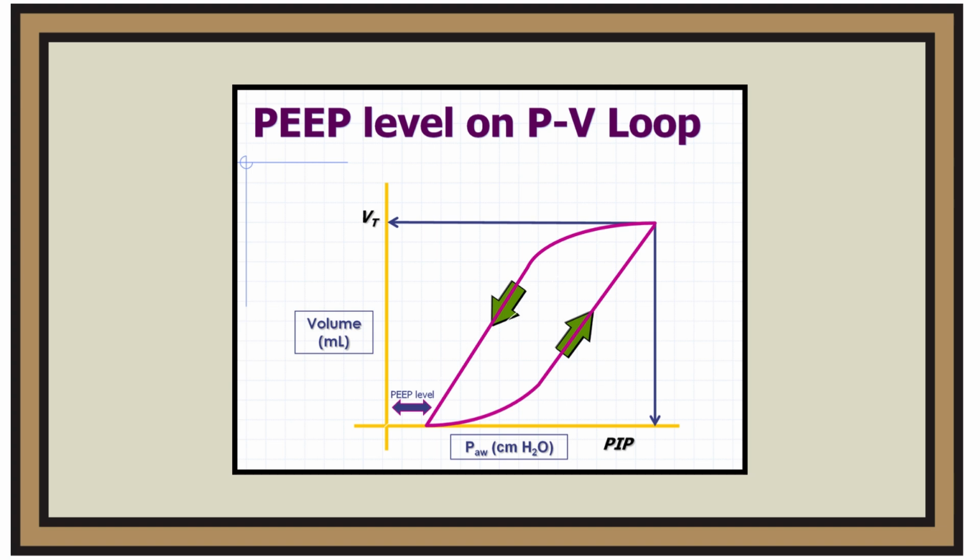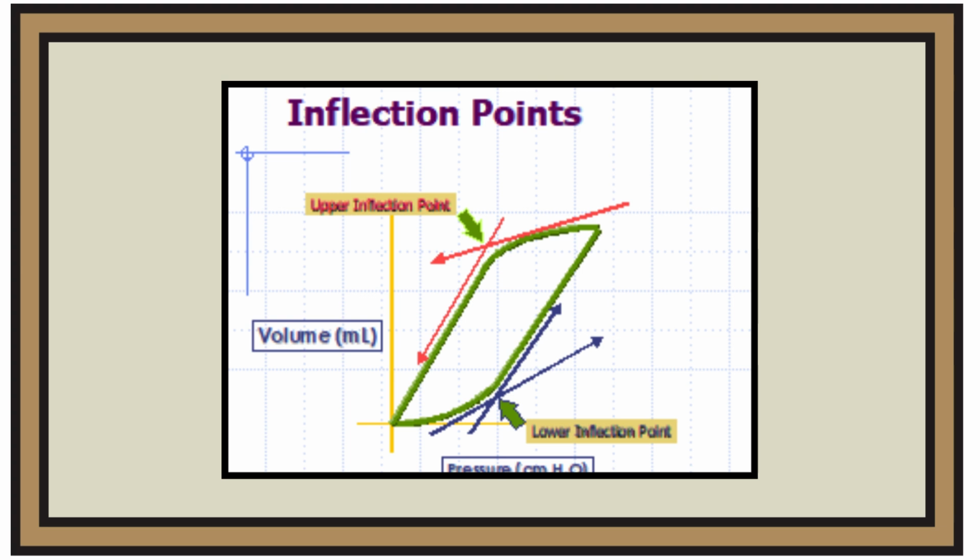When PEEP is applied, the pressure volume curve shifts to the PEEP level on the horizontal scale. Inflection point is the point of change in the slope of a line. The inflection points represent sudden changes in alveolar opening and closing. The lower inflection point represents the opening pressure, where the upper inflection point represents recoiling characteristics.